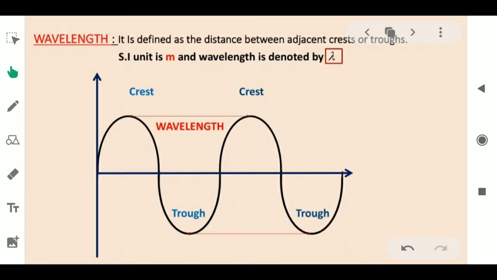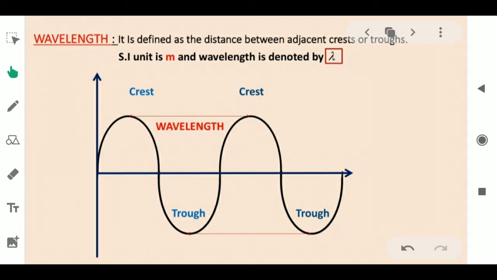Then what do you mean by wavelength? It is defined as the distance between adjacent crests or troughs. Here two crests are there, and trough, right? So the wavelength is the distance between adjacent crests or troughs. Clear? Yes. So this distance is what we call wavelength. The distance between adjacent crests or adjacent troughs. And the SI unit of wavelength is also meter, and it is denoted by lambda.